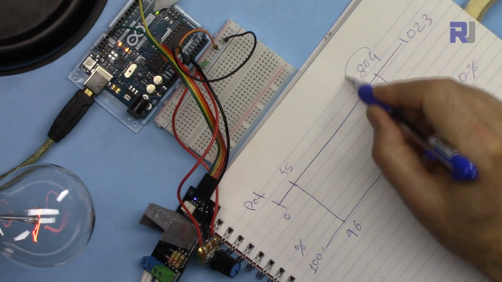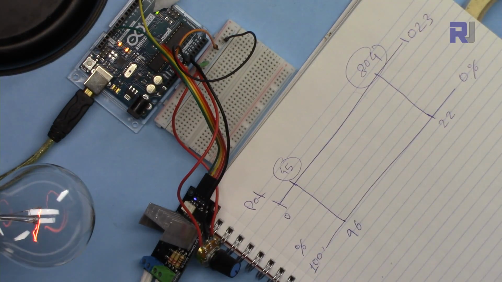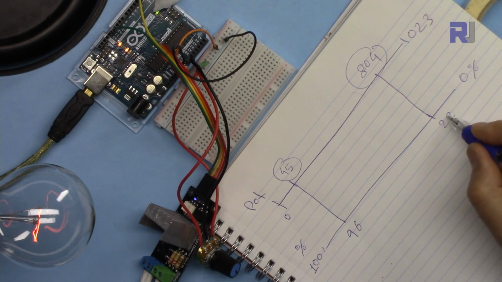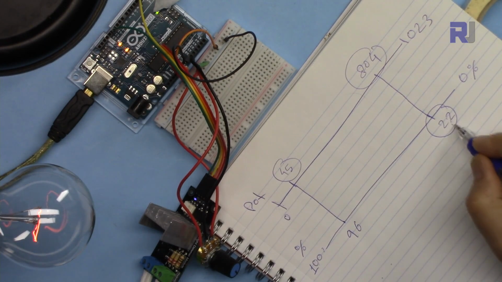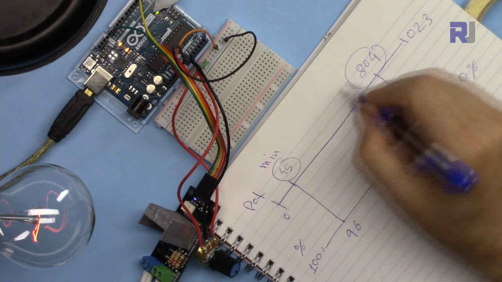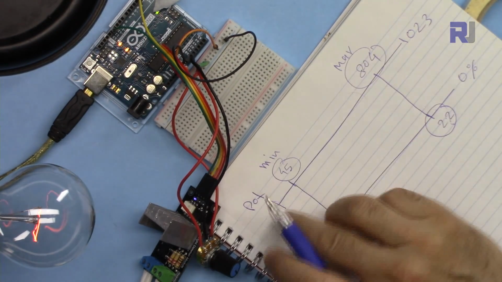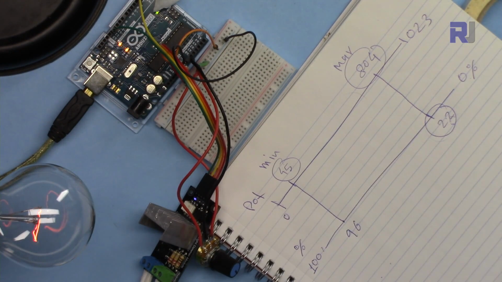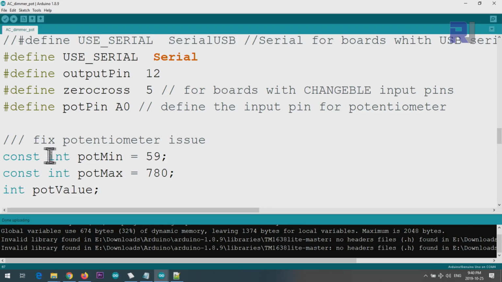Now we record this, and also pay attention to this. We need this 22 in here. So this is now our minimum, and this is our maximum for pot or potentiometer. And also pay attention to this. Here I've added this. It says pot minimum 45 or 59. You can play with this. This is the 45, so we can put 45, and the pot max 804.